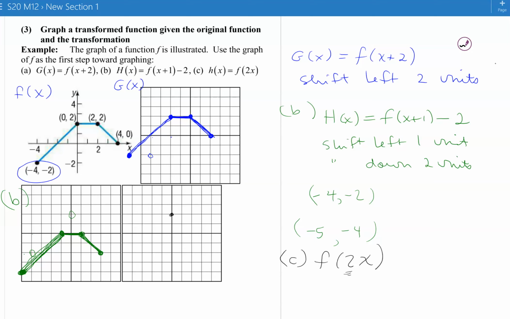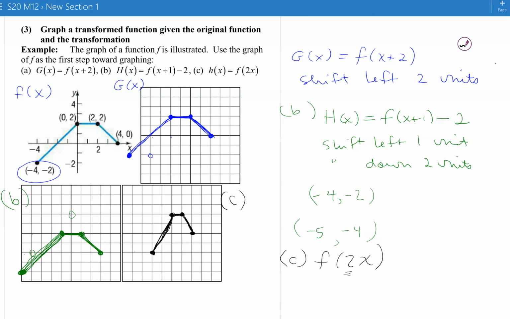So the point 0, 2 is not going to move, okay, because you're just squishing it in from the sides. So that point's going to stay where it is. But the point negative 4, negative 2 is only now going to be half as far away from the y-axis as it was. So you can see that the shape of the graph changes. The slope of the lines is going to change. And then the point 2, 2 was 2 away from the y-axis. So now it's only going to be 1 away from the y-axis because everything's getting squashed horizontally to be half as wide as it was. So then the point 4, 0 is going to become the point 2, 0 because it's only going to be half as far away from the y-axis as it was.